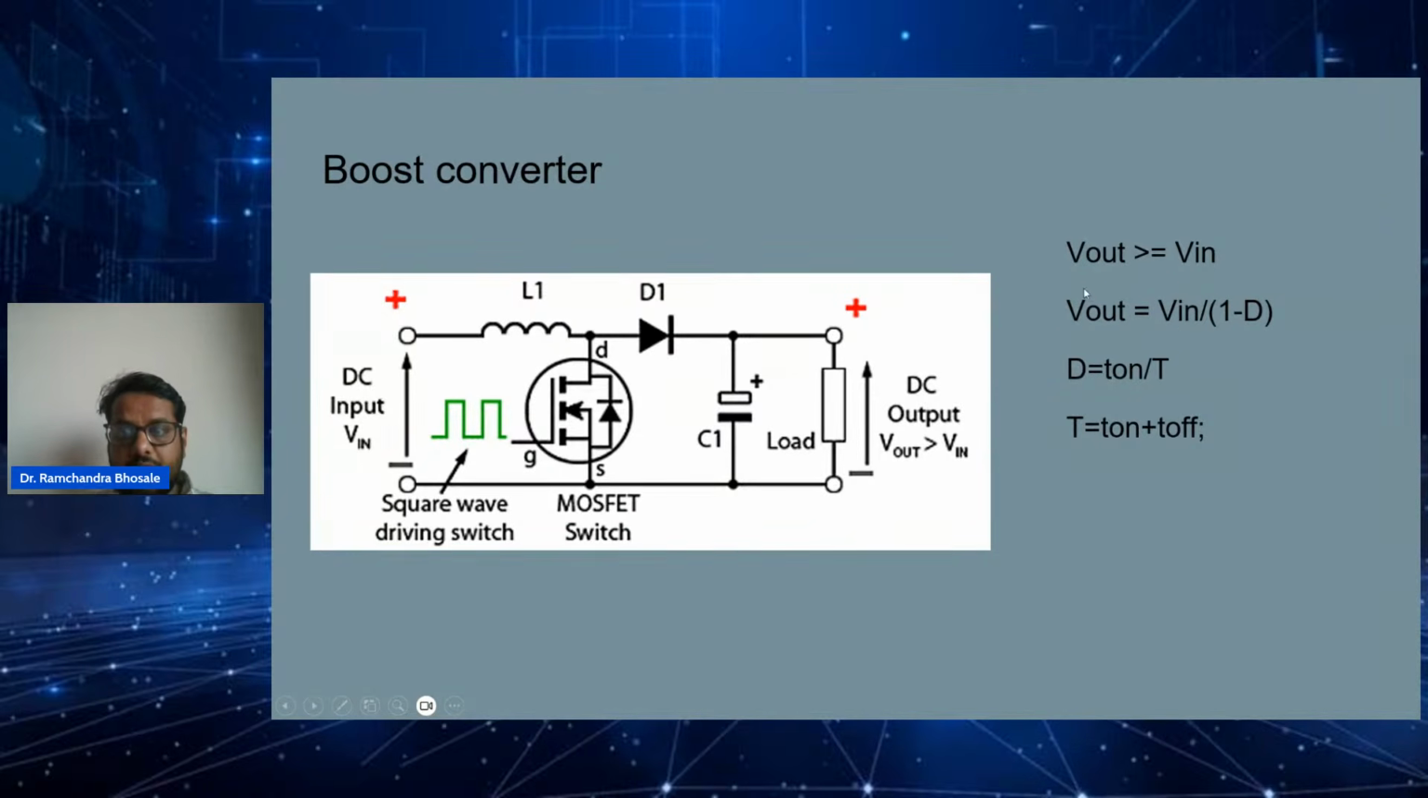Okay, so if you want 24 volt and if you keep 12 volt input, then you will get D to be 0.5. So if you keep this on time to be half of the total time period, then you will get double the voltage as that of the input voltage.